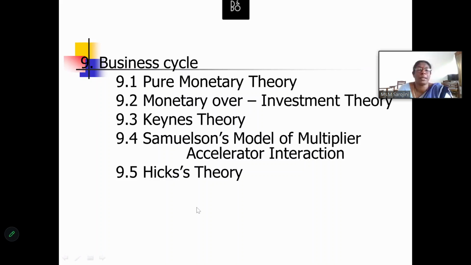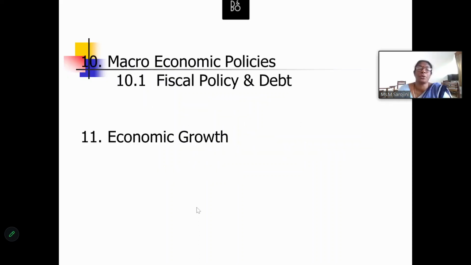Then the pure monetary theory, monetary or investment theory, Keynesian theory, some Wilson model of multiplier interaction as well as the Hicks theories, right? And chapter 10 is the macroeconomic policies. Under the macroeconomic policies, here we have to concentrate more on fiscal policy and debt, right? And this is somewhat your assignment also.